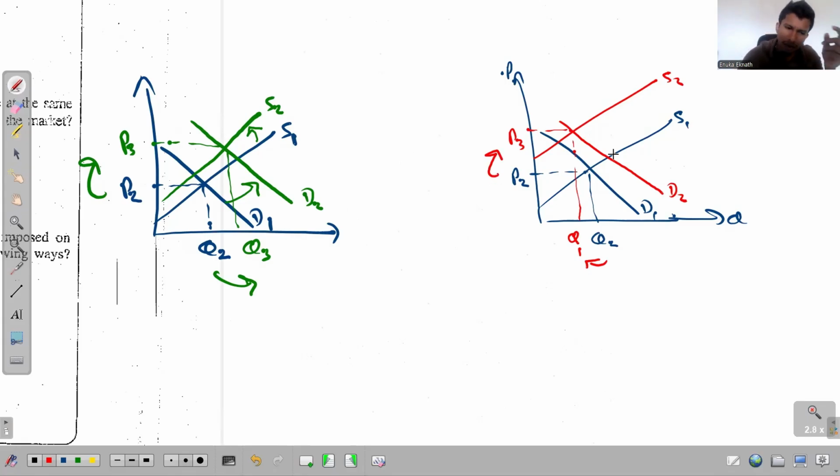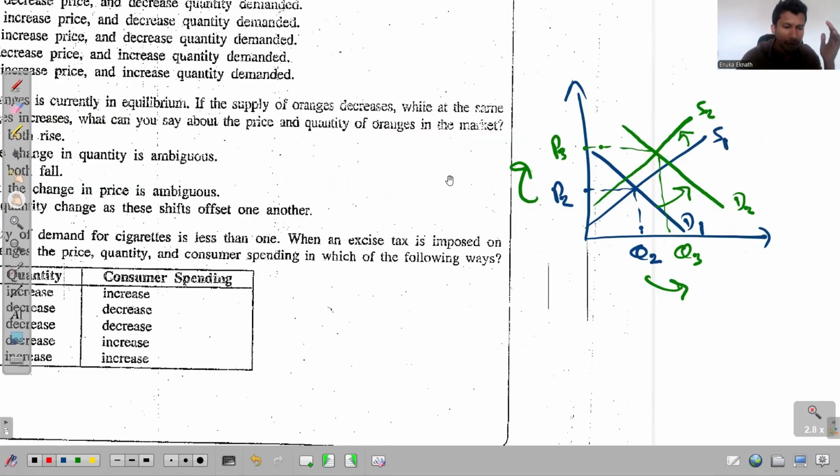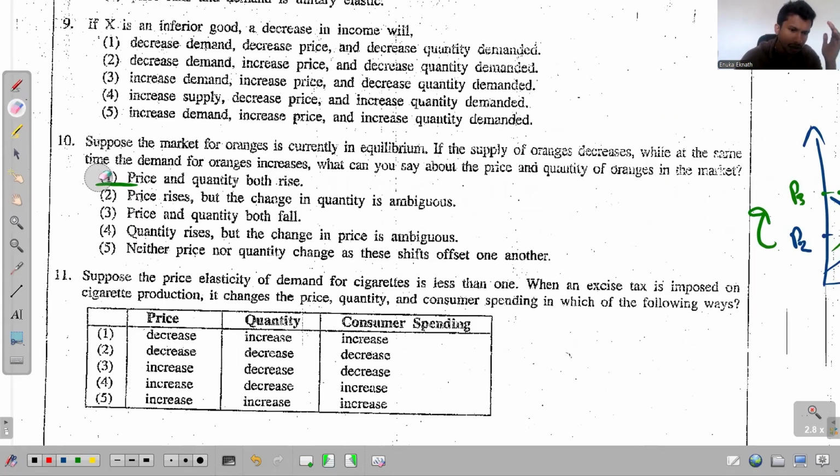But what will happen to the quantity? That's not certain. It's uncertain. It depends on the magnitude of the change of supply and demand. So the answer is not the first one, right? The answer is not the first one.